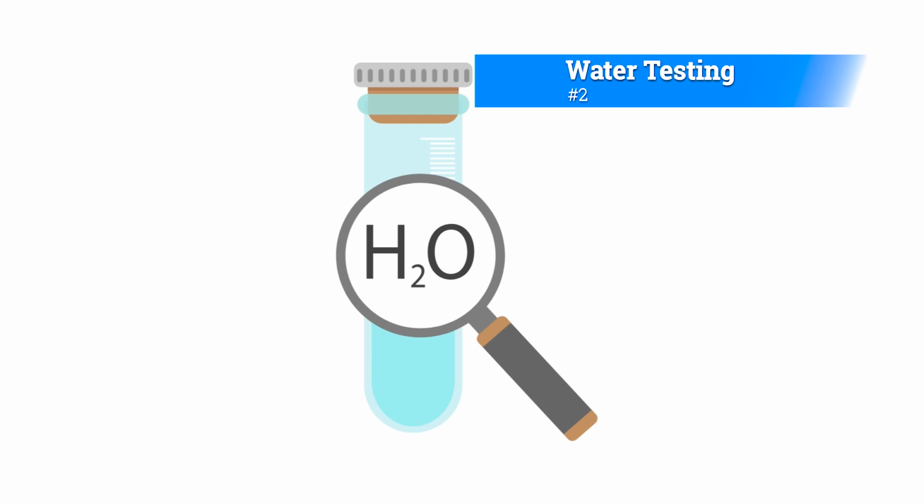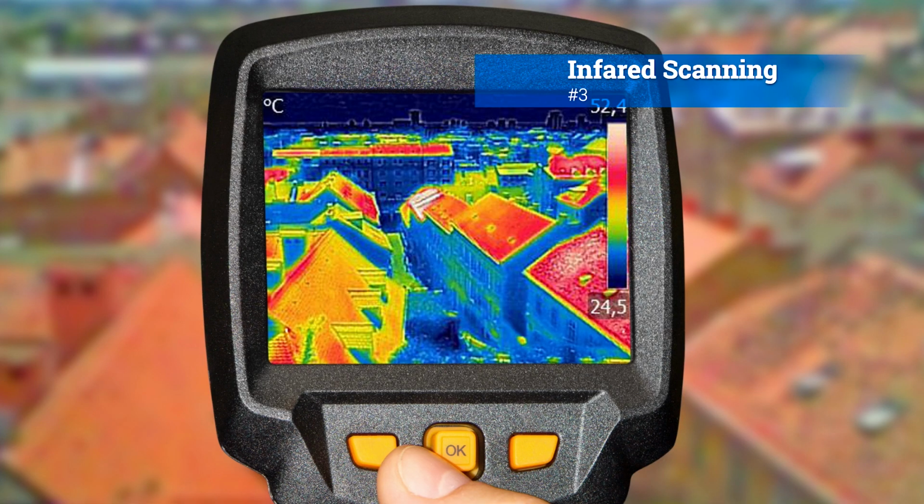Number 2. Water testing. If you cannot visually identify the source of the leak, perform a water test. Start by dividing the roof into sections and systematically wetting each section, while someone inspects the interior for any signs of water intrusion. Begin with the area most likely to be the source of the leak based on the visual inspection.